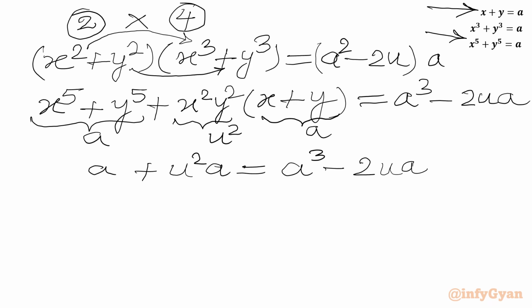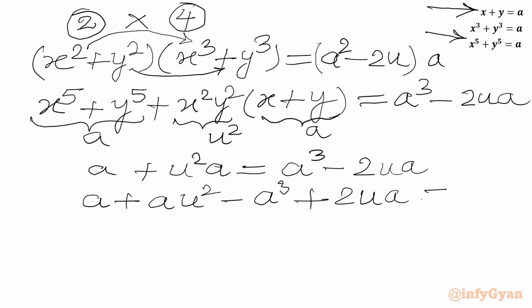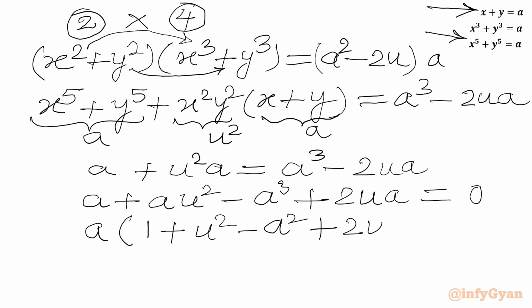Take all the terms to one side. We will get a plus au square minus a cube plus 2ua equal to 0. Now a is looking common. We will take a common out. So in the bracket we can write 1 plus u square minus a square plus 2u equal to 0. Now we will apply product 0 rule.